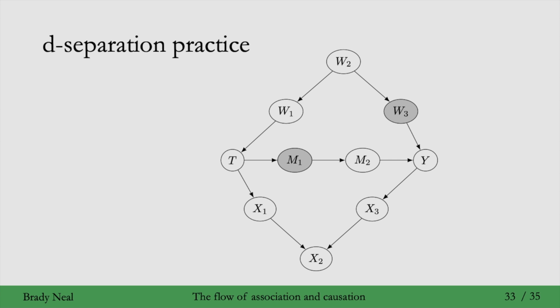What about if we were to also condition on w2 in addition to m1 and w3? It turns out that that doesn't change anything, and t and y are still d-separated given those variables. Okay, what if we were to condition on x2?